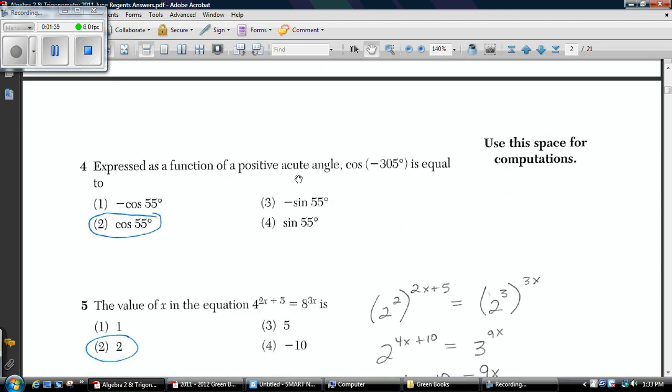Expressed as a function of a positive acute angle, this is equal to, just plug into your calculator, honestly. That's the easiest way to do it.